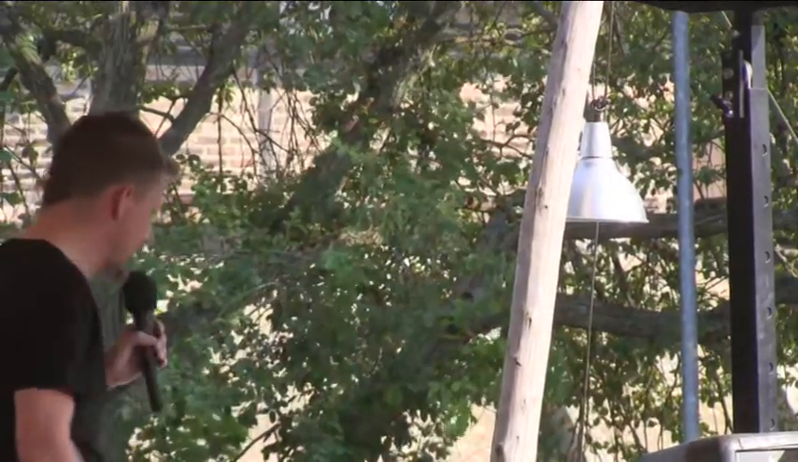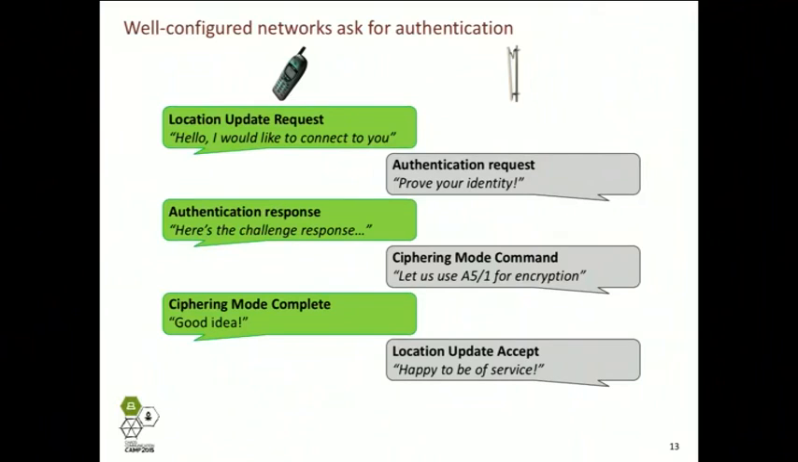So here we have the standard call flow. What you can't see now is the standard call flow when a phone connects to a well-configured network. So when it connects to a well-configured network, it would say, okay, here's a location update request. I would like to connect to you. And then the network would usually say, in a well-configured network, well, I require authentication, prove your identity. I want to know if I even want you here. You may be a user of a different network, so I want to make sure that I want you here.